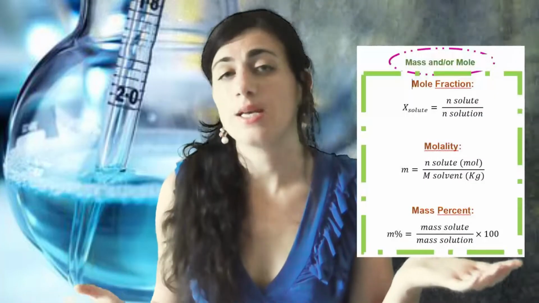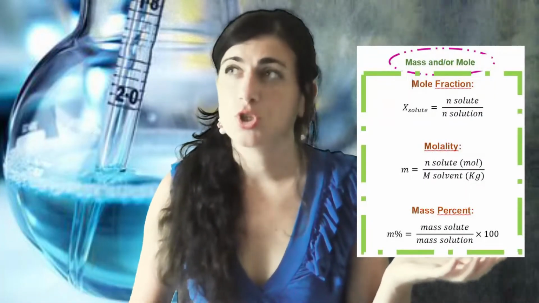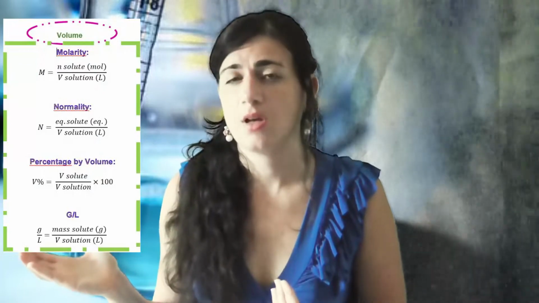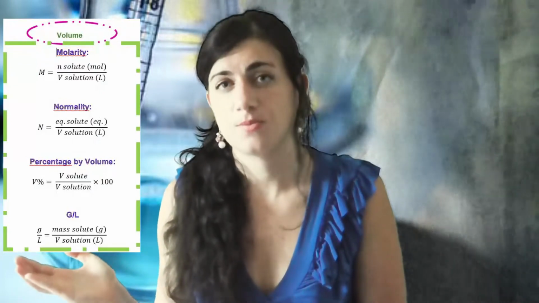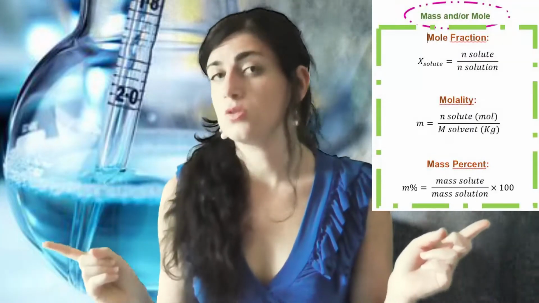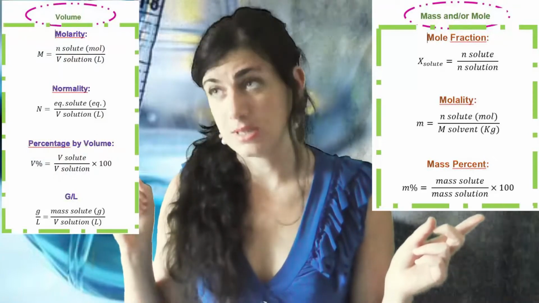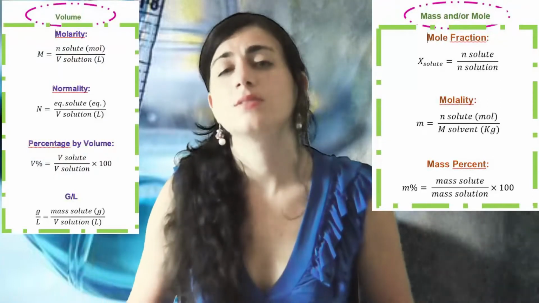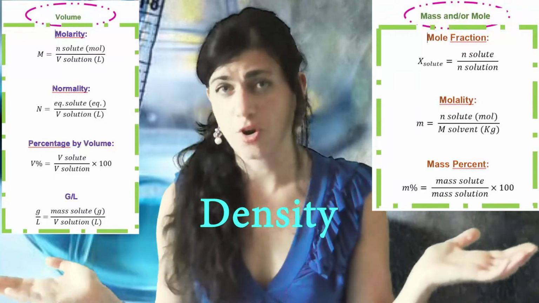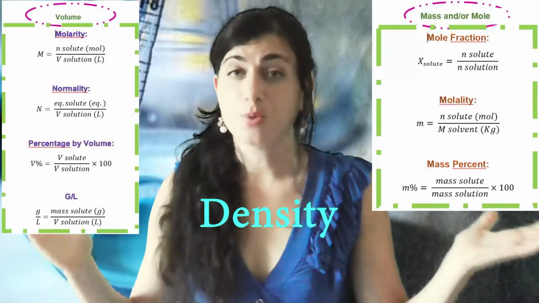Well, we can divide our concentrations into two big groups. One group is concentrations which are expressed in mass or mole. And the second group are concentrations which have volume in their definitions. When we want to convert one concentration in this group into one concentration in the other group, you will need density, because we are going actually from mass to volume. This is also true in the opposite direction.